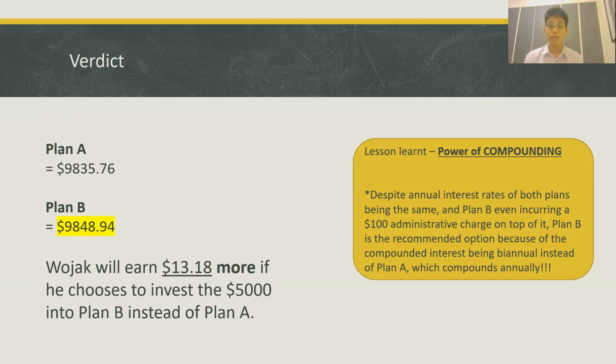So there's an important lesson learned here, which is the power of compounding. What I mean by this is that despite annual interest rates of both plans being the same, which is 7%, as indicated before, and plan B even incurring a $100 administrative charge on top of it, plan B is still the recommended option because its interest is compounded biannually instead of plan A, which only compounds annually. So this shows that the more times it's being compounded actually makes quite a huge difference.